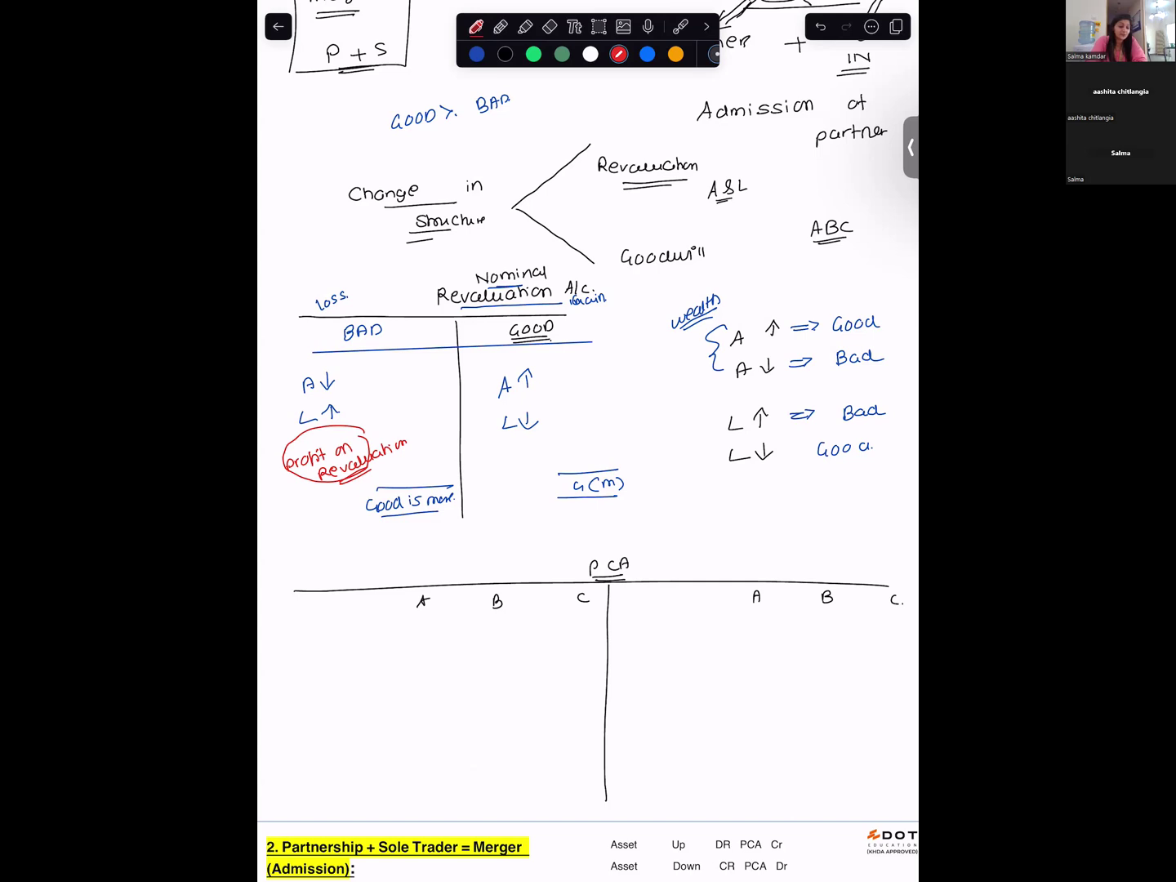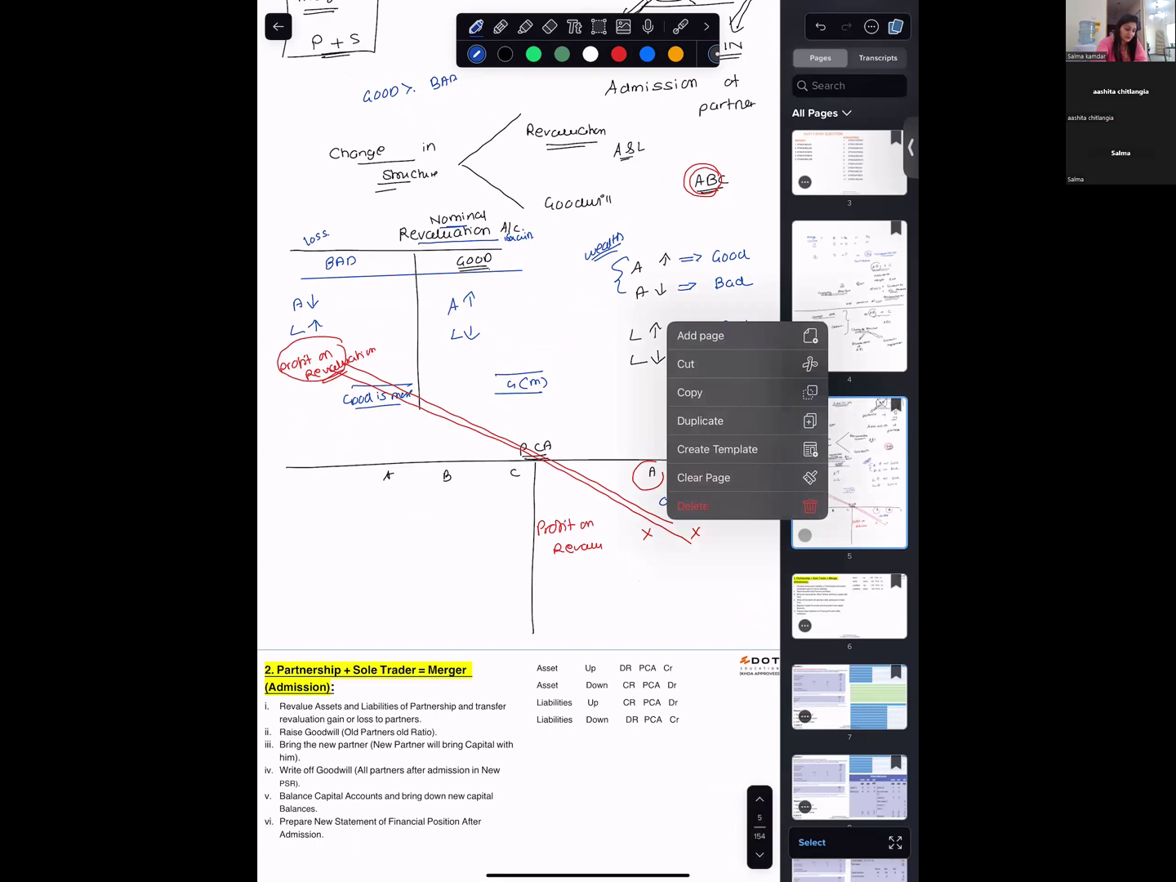It belongs to the current partners, the old partners, because the assets and liabilities are revalued for the old partners. So this profit or loss on revaluation belongs to the old partners, and it will be distributed amongst the old partners in the old profit sharing ratio.